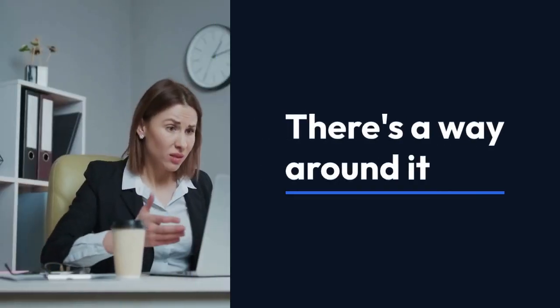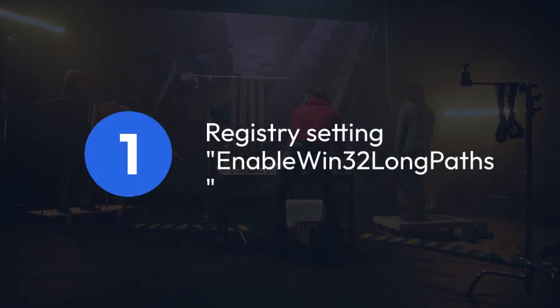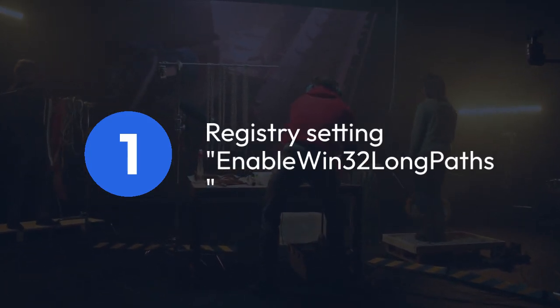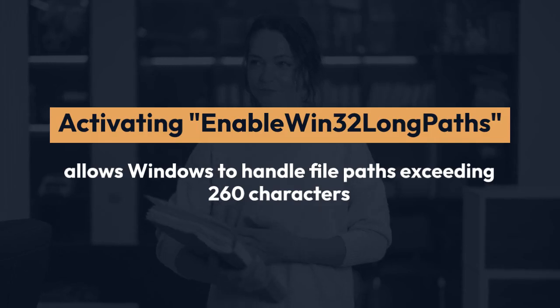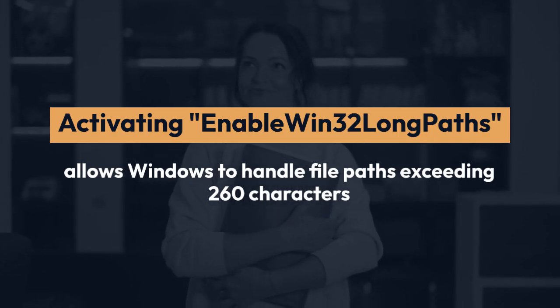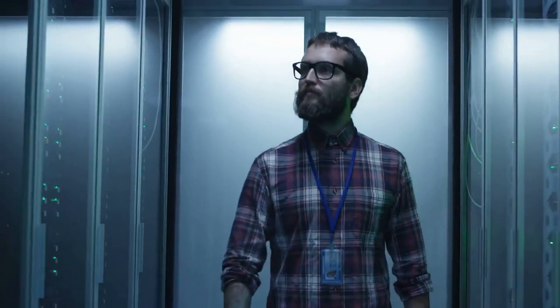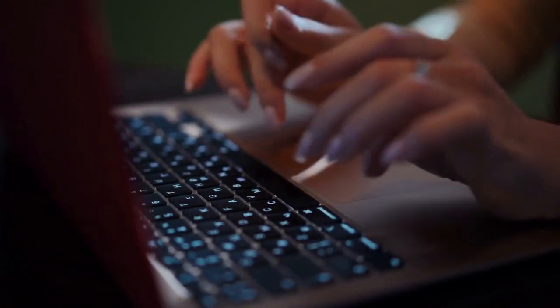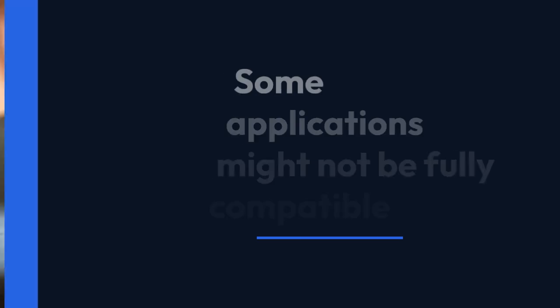6. However, there's a way around it. While the limit is still technically in place, Windows supports a registry setting called Enable Win32 Long Paths. 7. Activating Enable Win32 Long Paths allows Windows to handle file paths exceeding 260 characters. This is done by modifying a registry key, a process best done cautiously, as incorrect modifications to the registry can lead to system instability.